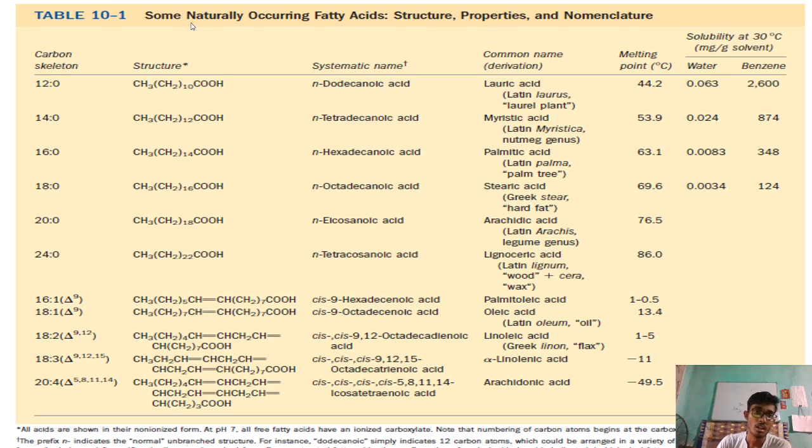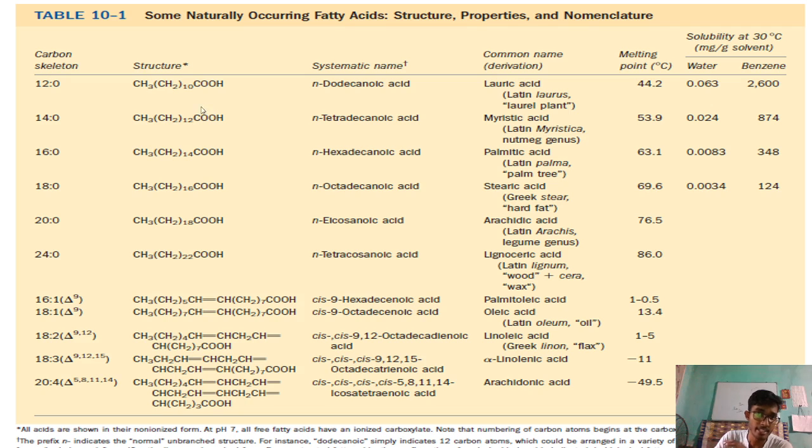Next is the last part, where we will derive the systematic name. First, we have to look at the structure of the acid. This is lauric acid, and the structure indicates that it contains 12 carbon atoms and no double bond is present. So the carbon skeleton ratio is 12:0, and it is a saturated fatty acid.